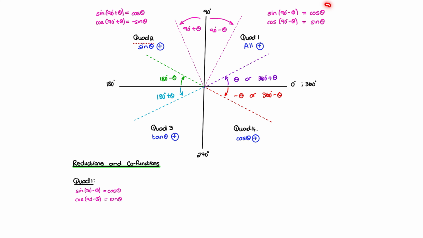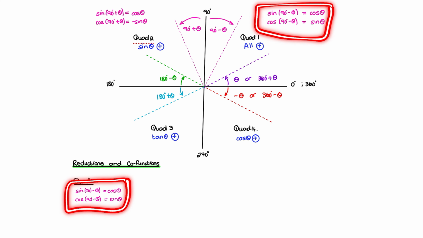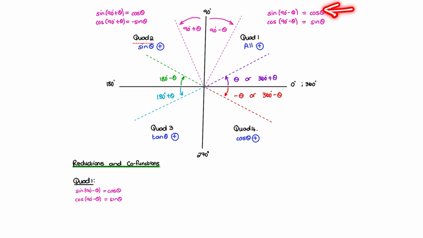One of the other features in quadrant 1 is called a cofunction. So that is, if we start at 90 degrees and we move back by theta, what happens is that sine 90 minus theta would change to cosine of theta, and cos 90 minus theta would give us the same result as sine theta. Let's move on to quadrant 2.